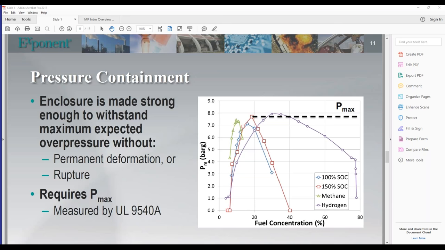And this is my final slide. So, pressure containment, where you would just make your enclosure strong enough to withstand the maximum expected pressure. And you would limit it to either being able to have a deformation of the enclosure but not bursting, or to not have deformation. So you do require to know the Pmax, which is measured by the U.S. standard. And if you can go one slide more.